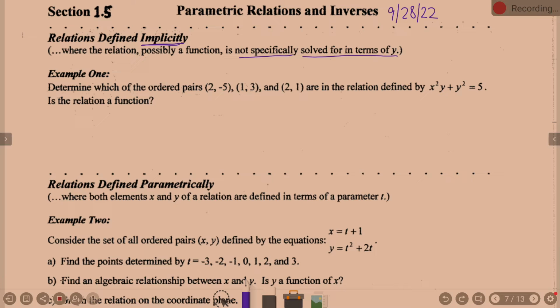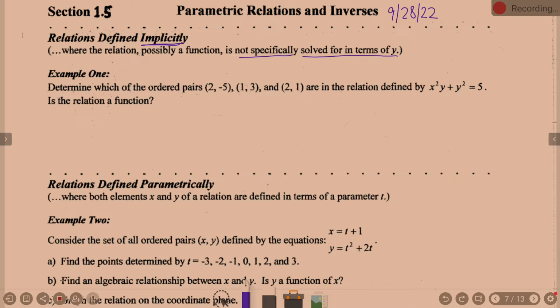An example of an implicit relation, in number 1, is x squared y plus y squared equals 5. That's a good example because it's not solved for y, and I hate to be the bearer of bad news, but it would not be easy to solve for y. It would be a lot more complicated. That doesn't make this problem difficult, though. Determine which of these three ordered pairs are in the relation defined by x squared y plus y squared equals 5. Then we'll come back to whether the relation is a function.